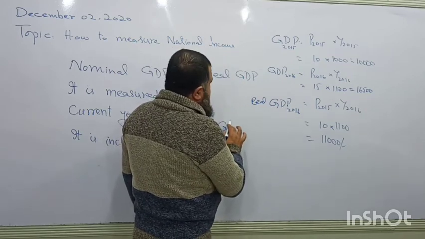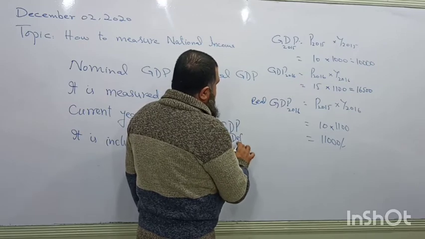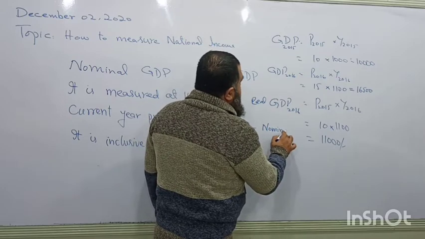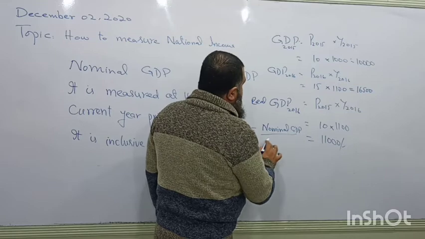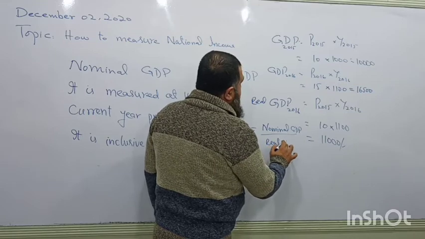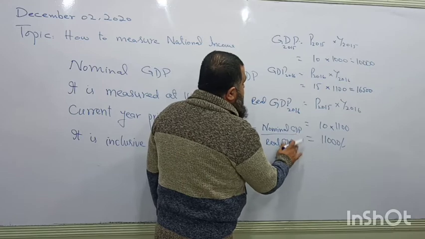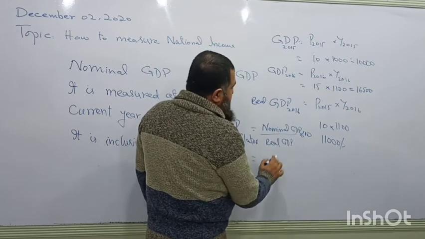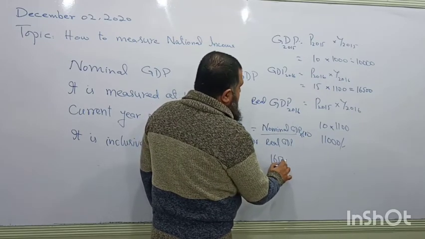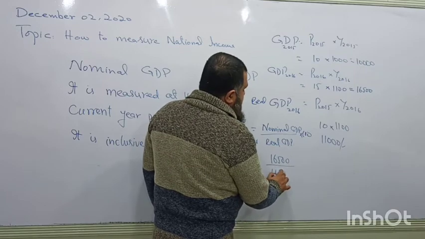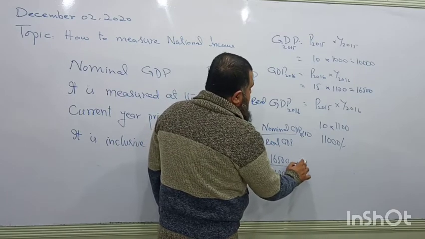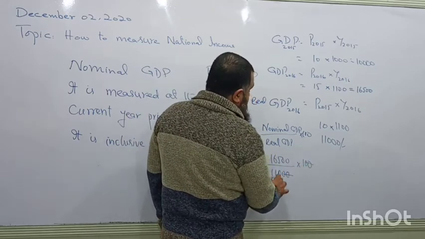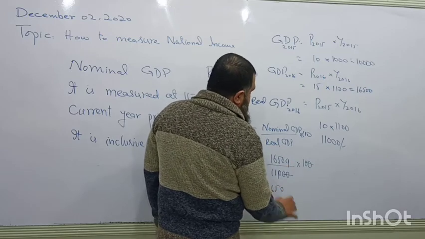There is another statistic which is used, that is called GDP deflator. This is the ratio of nominal GDP over real GDP, into 100. I am taking over here, this is the 100. So nominal GDP of year 2016 that was 16,500. Real GDP is 11,000. And what is the GDP deflator? You can say it comes 150.